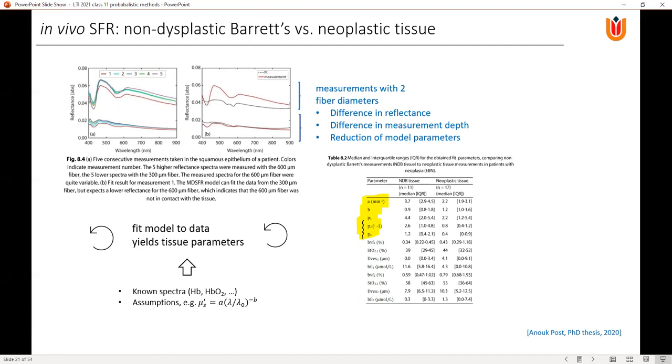So this table, the point is not to discuss all of them. This table shows all the parameters that go into the model. So A and B for scattering, P1 to P3 also for scattering. We'll get to that later. And then here are the concentrations of blood volume fraction, oxygen saturation, then a number of parameters as well that describe all the other problems. So the model is hugely complicated.